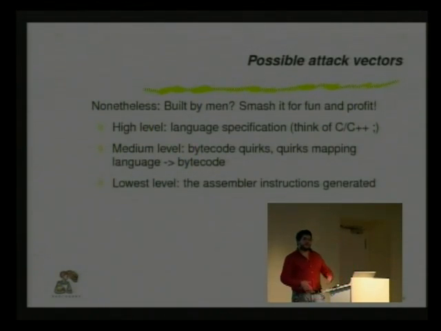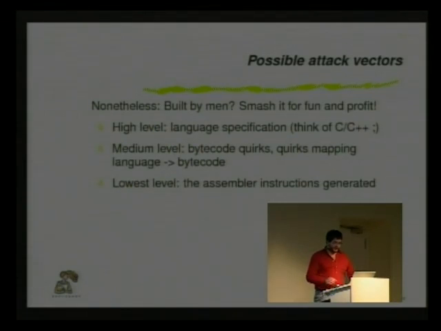When transforming the Java language into bytecode, a transformation takes place. The question is, are there any problems when transforming stuff? And are there any quirks when mapping the constructs of the language to the bytecode, which is a much simpler language than Java? And of course, we can try to attack the generated assembler instructions. Are they always generated correctly, or are there some tilts?